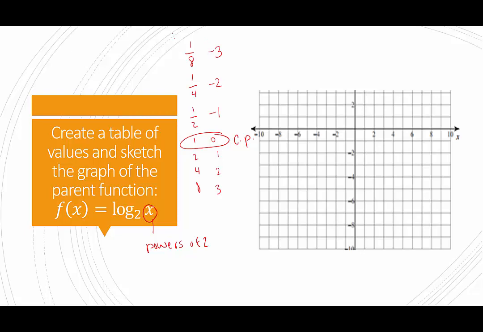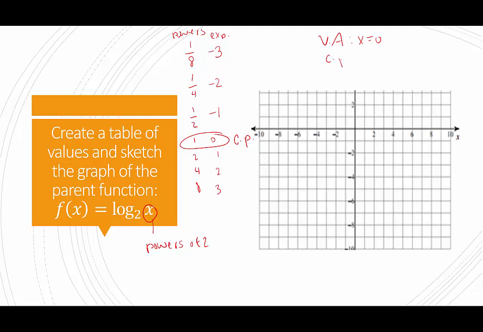So I suggest doing this. This is the powers, and then this is the exponent that produces that power, if that makes sense. All right, so in our first example, what we want to do is identify the vertical asymptote. The vertical asymptote will be at x equals 0.